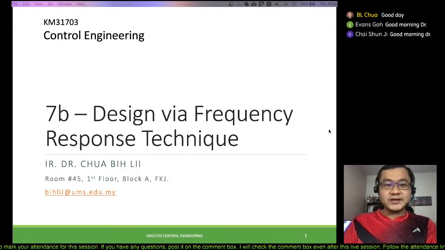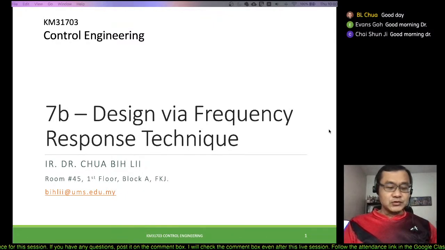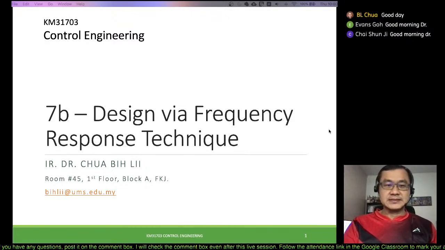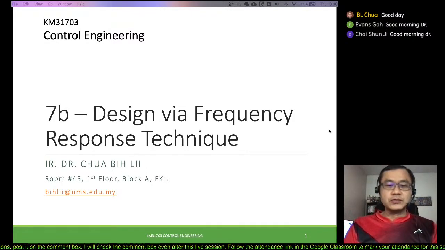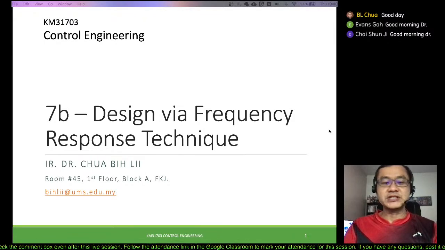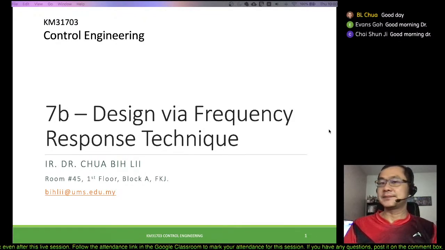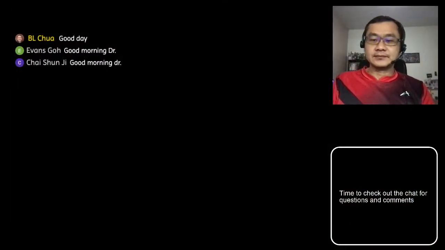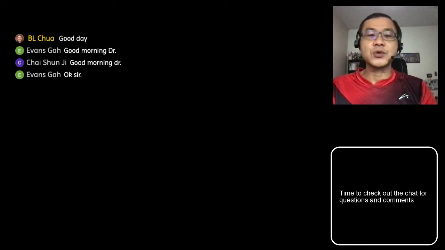Hello, good morning everyone. Today we will go through the last part of this course, which is the design through the frequency response technique. So the goal of today's lecture is again to design the compensator for the control systems, but in particular this week we will use the frequency response technique.